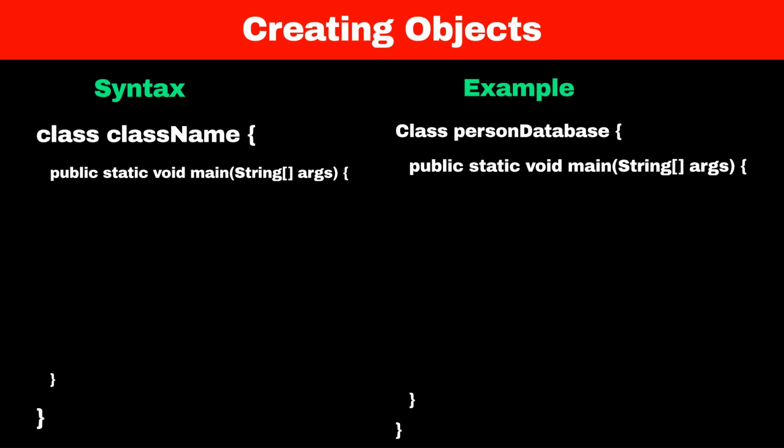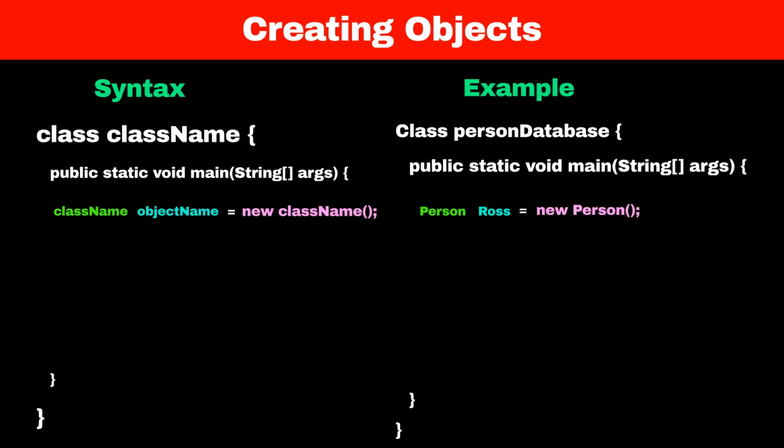The syntax for defining the object is like the syntax for defining a normal variable. First comes the type, which will be the name of a class. In our case, it's Person. Then comes the name of an object, and in our case, we will name it Ross. And then comes the equal to sign followed by the new keyword and constructor. We will see what a constructor is in the next video. For now, understand that we have to write the name of a class followed by open and close brackets to create an object of the class. Now our object is ready.